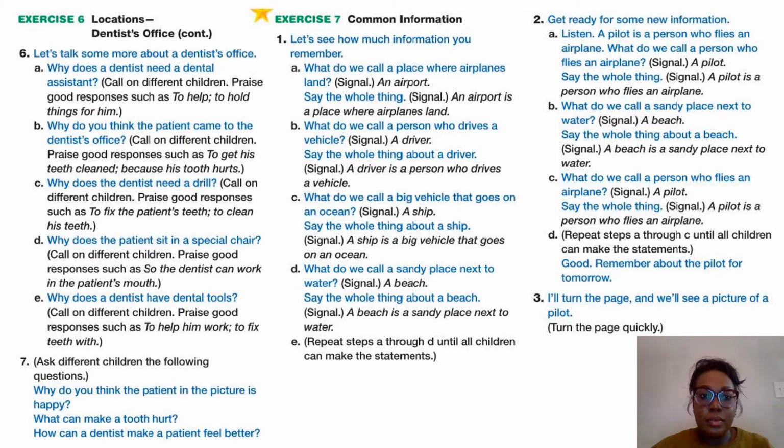Let's talk some more about a dentist's office. Why does a dentist need a dental assistant? Why do you think the patient came to the dentist's office? Why does the dentist need a drill? Why does the patient sit in a special chair?